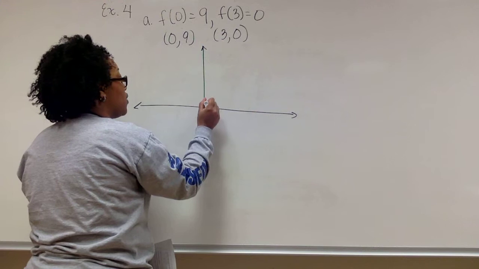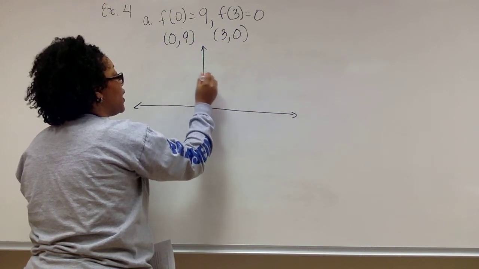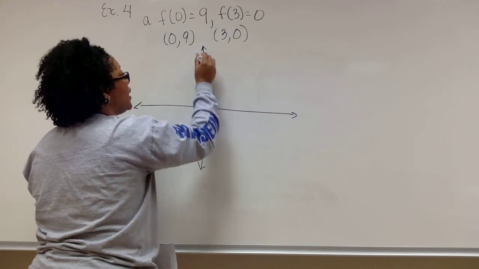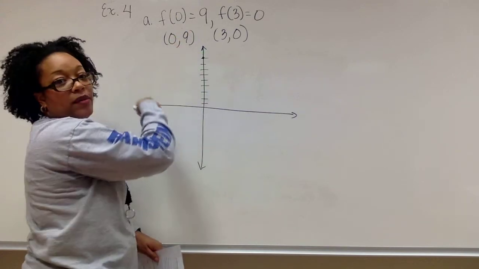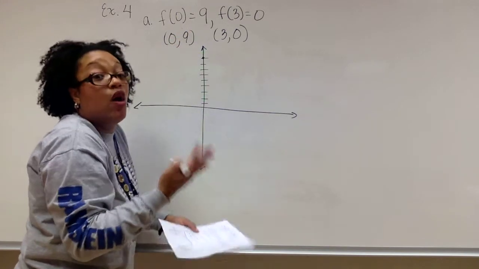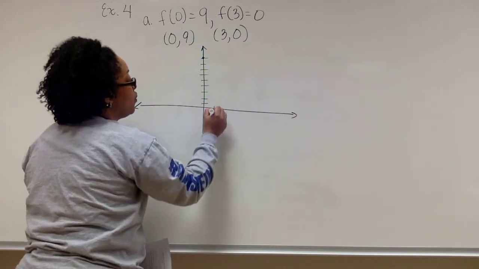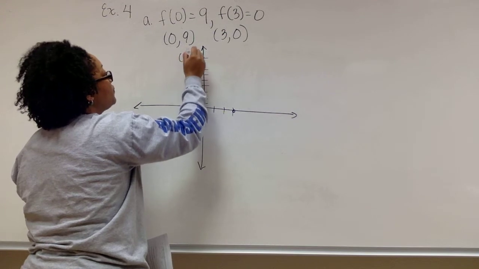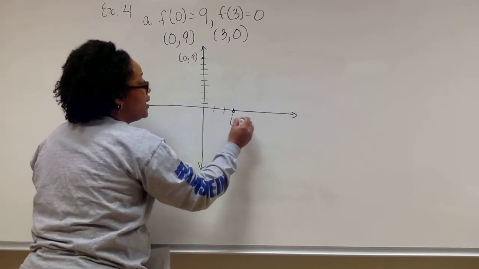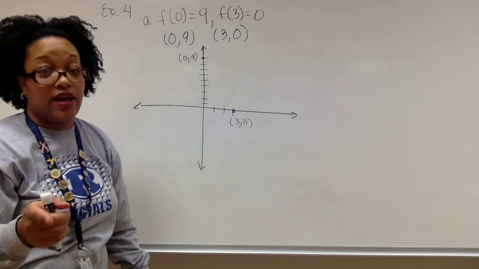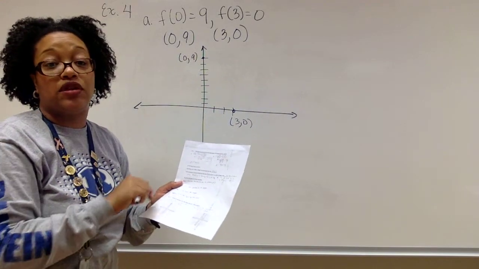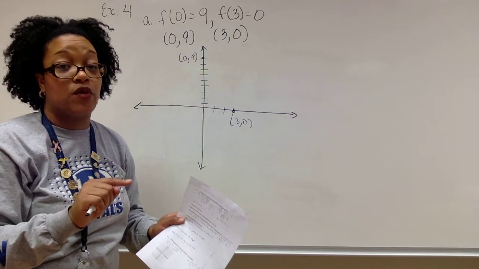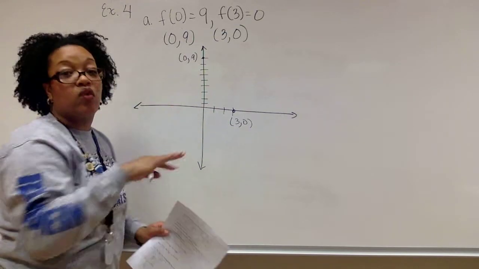The first point, I go up 9. 1, 2, 3, 4, 5, 6, 7, 8, 9. Hopefully you've recognized something special about that first point. And then my second point, 1, 2, 3. So this is 0, 9. This one's 3, 0. Now, you can use rise over run because you have a nice pretty grid where you can count the boxes. I am going to use the slope formula because I don't want to count wrong.